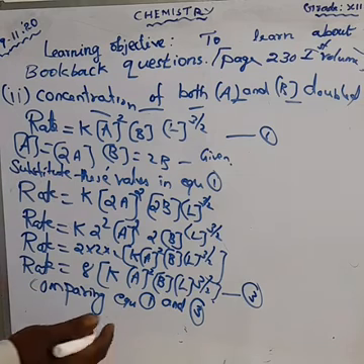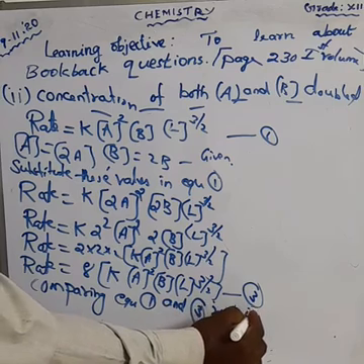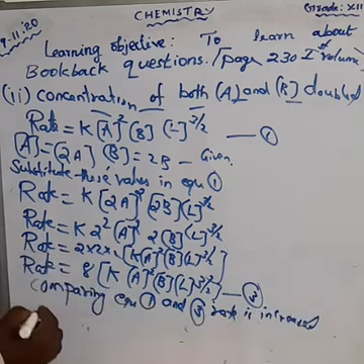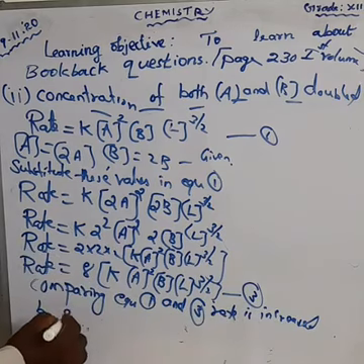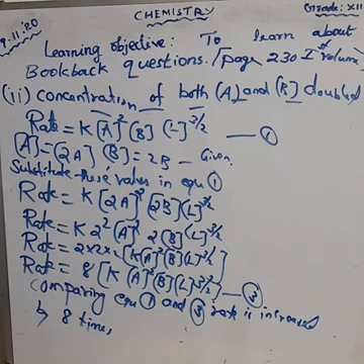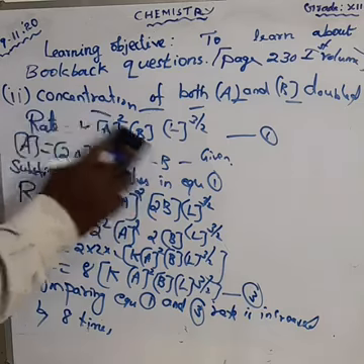In equation 3, the rate is increased by 8 times, when the concentration of both A and B are doubled. Okay, clear? Next we shall write the third one, concentration of A.